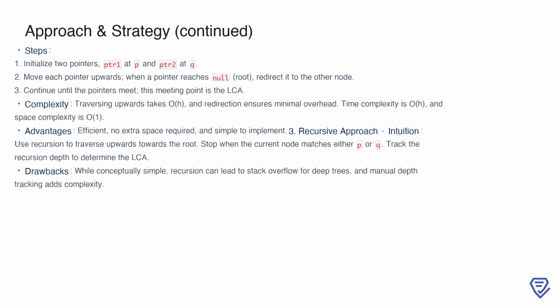Another possible strategy is the recursive approach, which involves traversing upwards using recursive calls. The process stops when the current node matches either P or Q, and recursion depth is used to track the LCA. However, recursion introduces its own challenges, such as potential stack overflow in deep trees, and managing recursion depth can add unnecessary complexity to the solution.